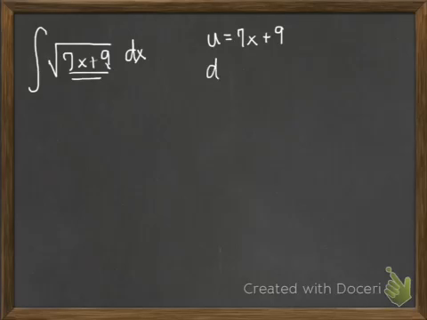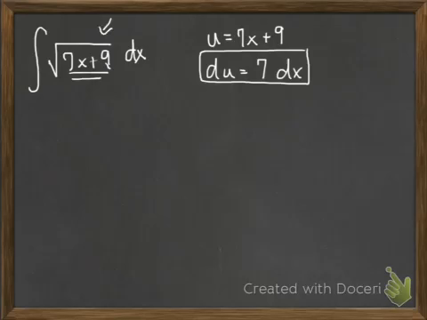Now if we took du, it would be just 7 dx, because the derivative of 7x is 7 and the derivative of 9 is 0, so it would just be 7. And then the dx on the other side, because we need it in differential form. So this is going to be our du, but we don't see a 7 anywhere on the original problem. But what we can do is rewrite this problem so we can have a 7 on the outside.